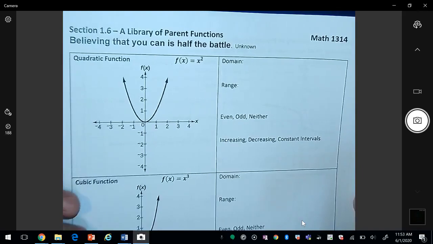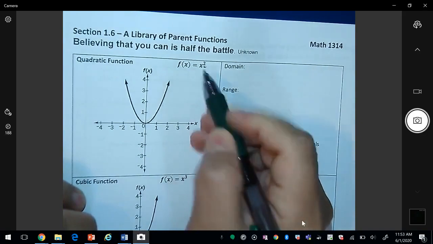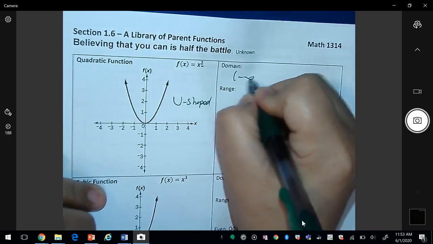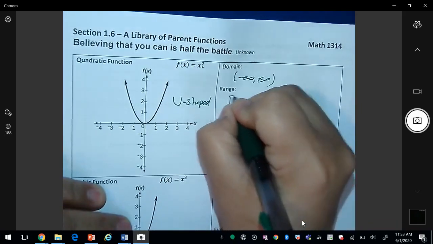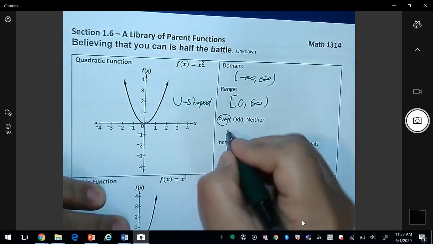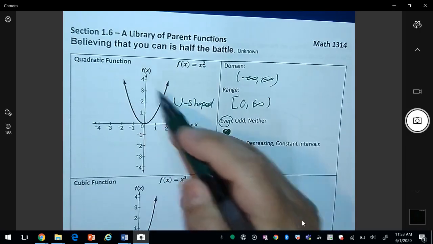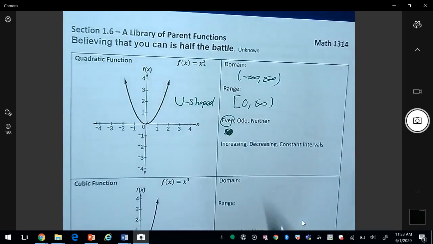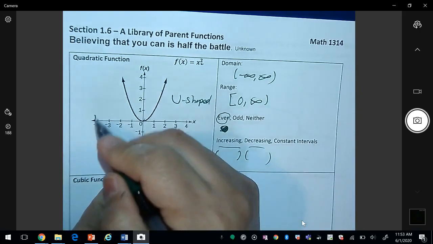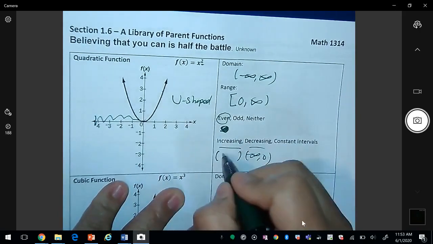The next one is the quadratic functions. And these are going to be quadratic if the highest exponent of x is a 2. And this is a U-shaped graph. And so the domain goes from negative infinity to positive infinity. The range goes from 0 to infinity. And then we say that the graph is even, since it has symmetry on the y-axis. If I fold it, this will land on top of this. And it has both increasing and decreasing. It's decreasing from negative infinity to 0. And then it's increasing from 0 to infinity.